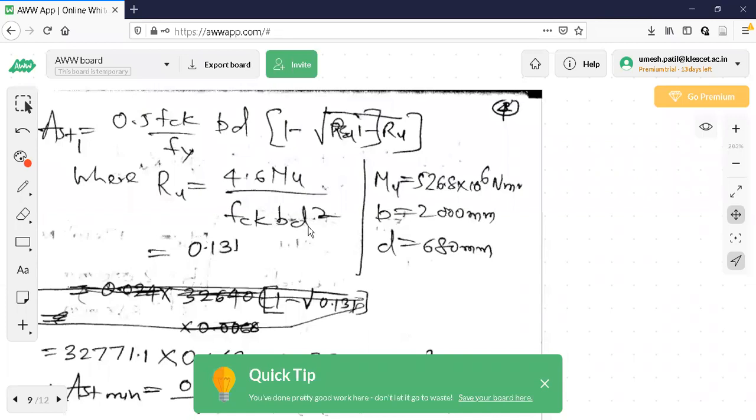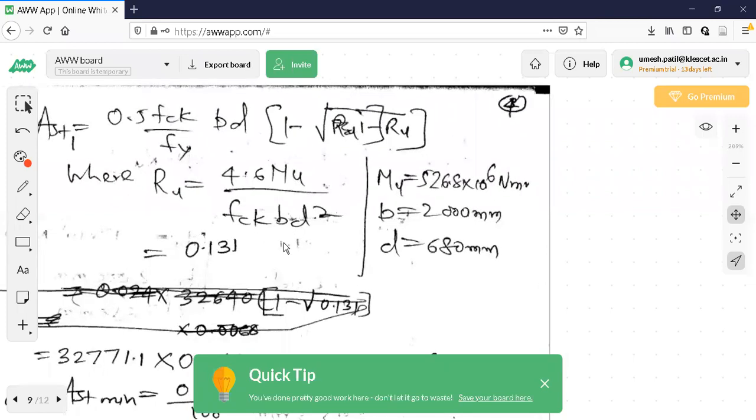Now what I have done is MU. See this. RU is equal to, that is, first I will start with RU calculation. I will not substitute all values in this formula directly. First separately calculate RU, which is 4.6 mu by FCK BD square. In this case, one more trick that can be used if you are not familiar with SP16, but I would suggest you should learn SP16 calculations for this subject.